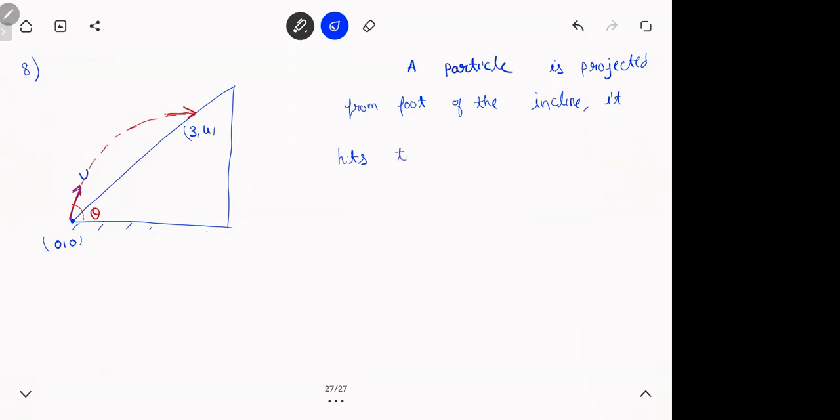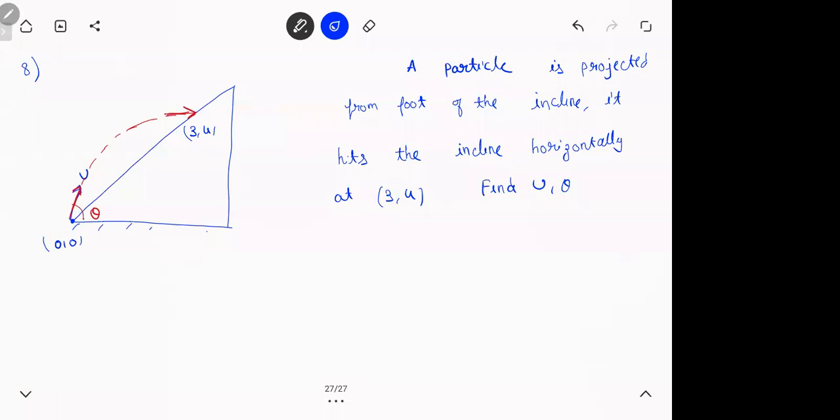It hits the incline horizontally. So meaning it has become flat. When it is traveling, it hits the incline horizontally at 3, 4. Find u and theta. Find the speed and the angle which you projected. Hope the question is clear.